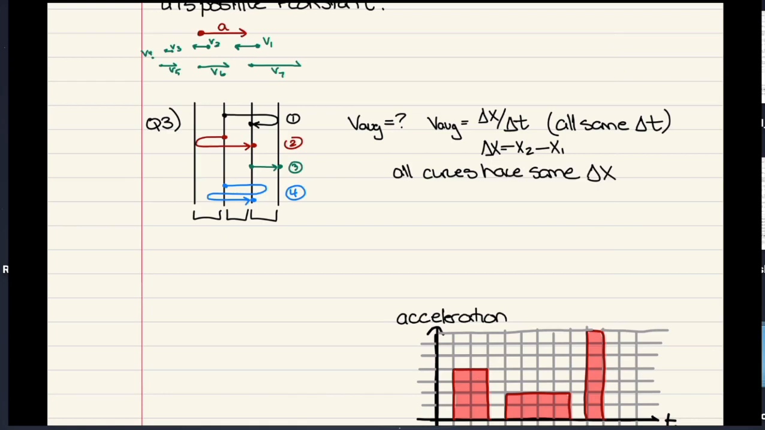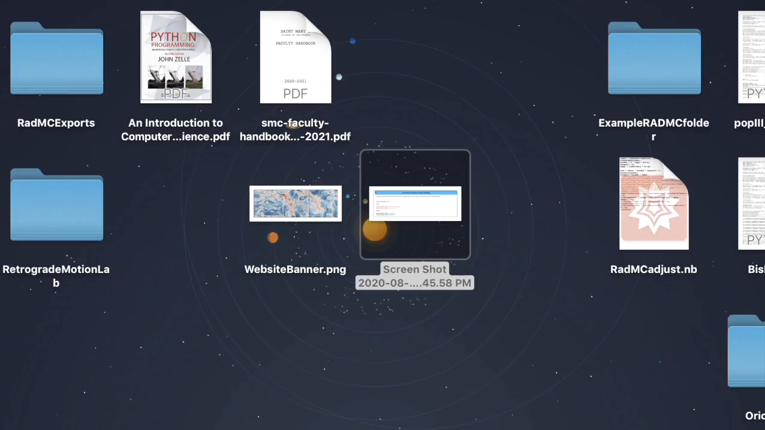Take object 1 for example. Starts here and ultimately ends here. It moved over one grid line. This one starts here, ultimately ended here, moved over one grid line. Starts here, ends here, moved over one grid line. Ultimately starts here, ends here, moved over one grid line. So they all have the same delta x, which means they all have the same v average.